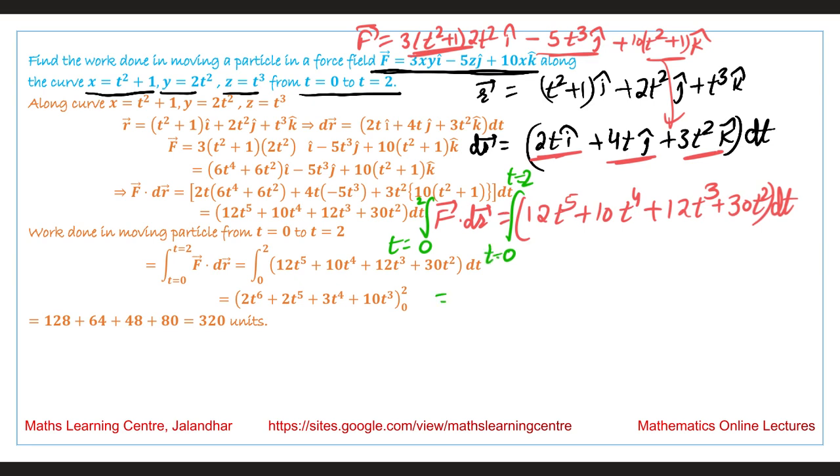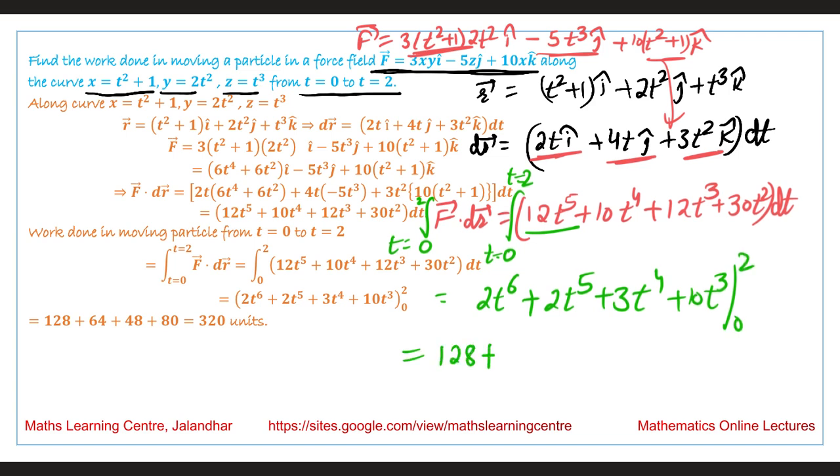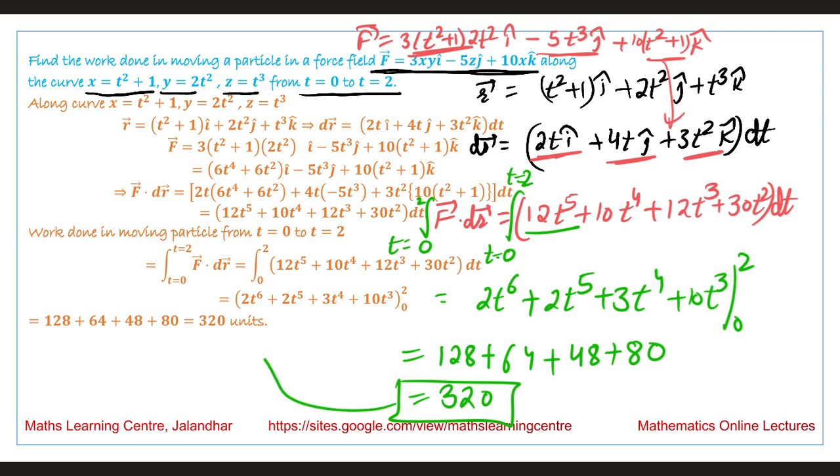So the answer we obtain, on integrating this, it is 12t to the power 6 by 6, so it is 2t raised to the power 6, plus this is 10t raised to the power 5 by 5, so it is 2t raised to the power 5, plus this is 3t raised to the power 4 plus 10t cube. Limits are varying from 0 to 2. So the answer we obtain is 128 plus 64 plus 48 plus 80. So the value we obtain in this case is 320 units.